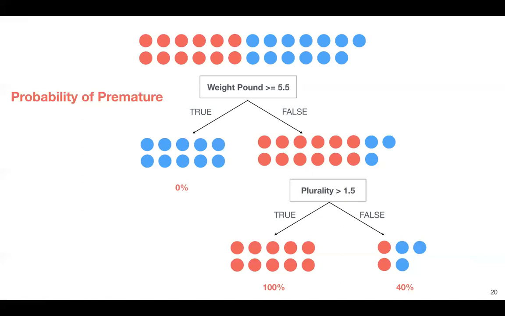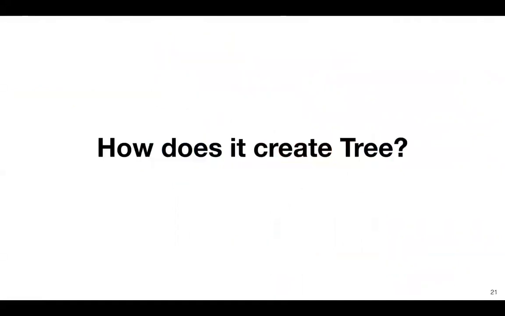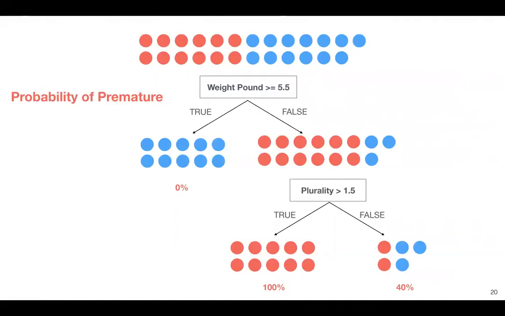And if the answer is yes, then I go to the left side, and the probability of premature is 100%. We can say, okay, these guys or girls are going to be premature. And then the right side, if your answer is false, then 40% are going to be premature. That means 60% are not going to be premature. So this is considered a tree, and this is basically what's called a decision tree. Okay. So that's what the tree is.